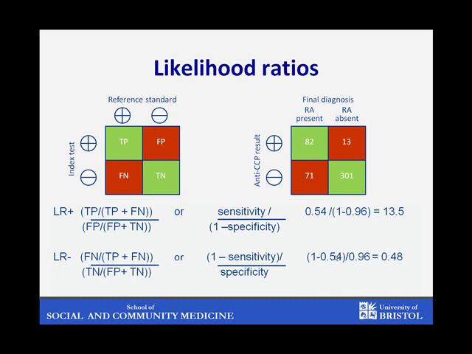So the useful thing to remember here is the value of 1, or the null value, is the equivalent of simply guessing. In other words, if the test result is close to 1 for both positive and negative likelihood ratios, you're simply saying that the test actually is pretty lousy, or is actually no better than simply tossing a coin. In other words, we might as well ignore the results.